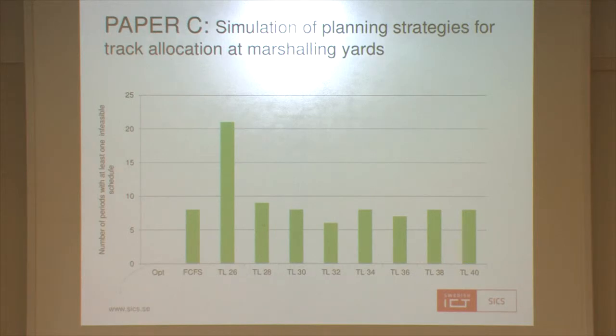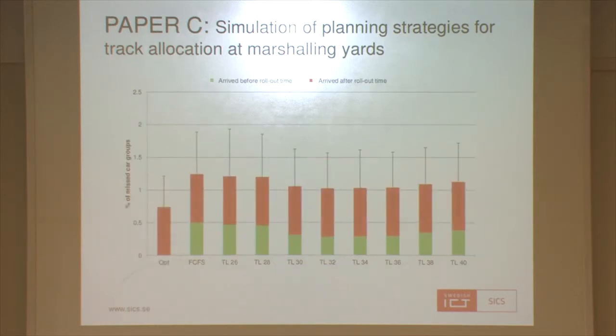Here we have the number of times that we ended up with at least one infeasible schedule, so the number of times when we used more mixing track capacity than available. And this never happens for the optimization model because it forces the problem to be feasible. But the simple rules do it quite a lot of the time, but the time limit of 32 seems to be potentially the best one.